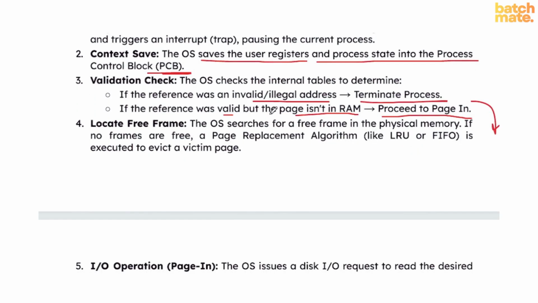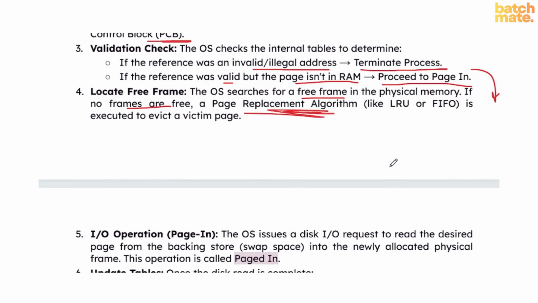Before that, the OS searches for a free frame in the physical memory. If no frames are free, a page replacement algorithm like LRU or FIFO is executed to evict a victim page. If you want, you can check out the video on page replacement algorithms in our channel under cache memory.